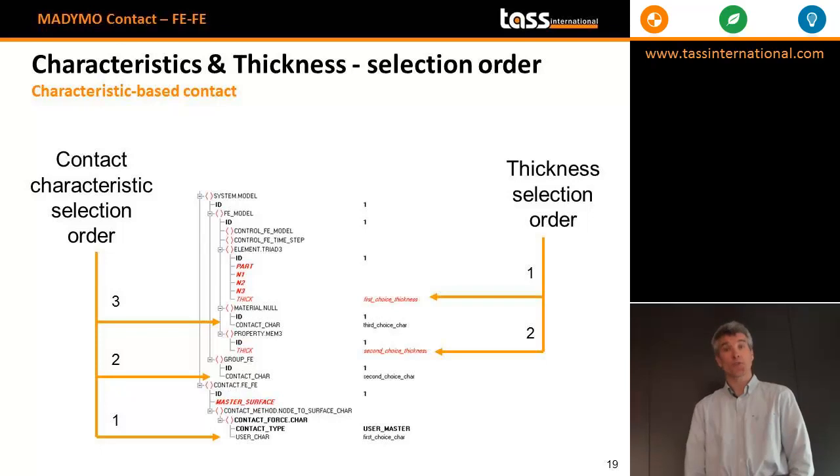Thickness, in case of stress contacts, can also be defined at two locations. It can be defined under a property or in the element list itself. If it's defined in the element list, then that will overrule the thickness defined in the property.